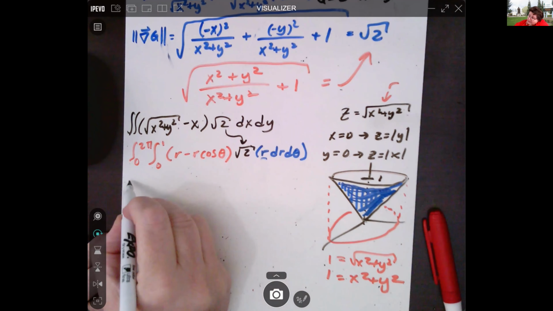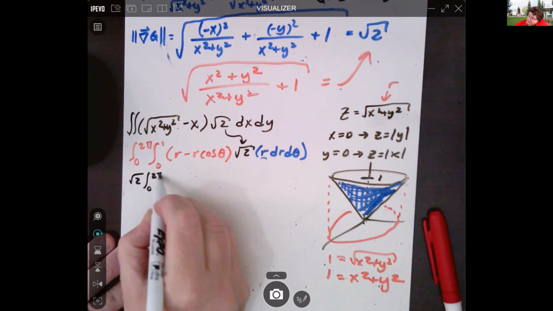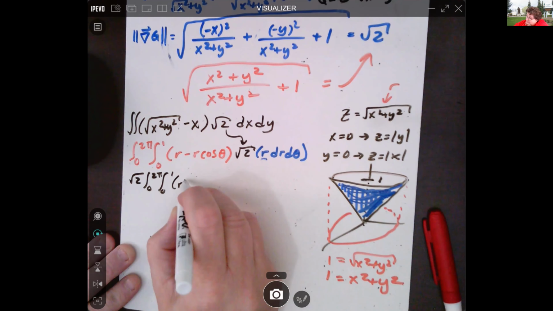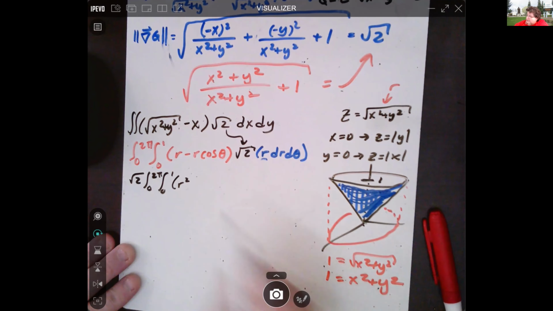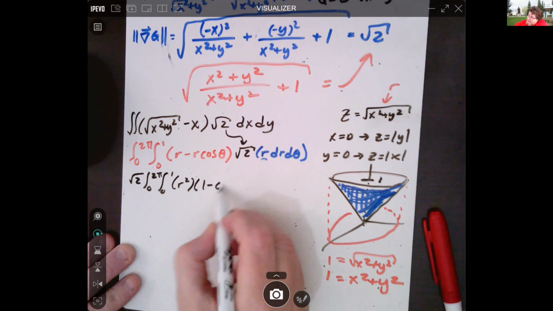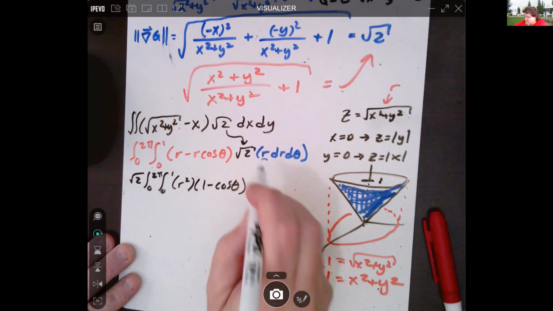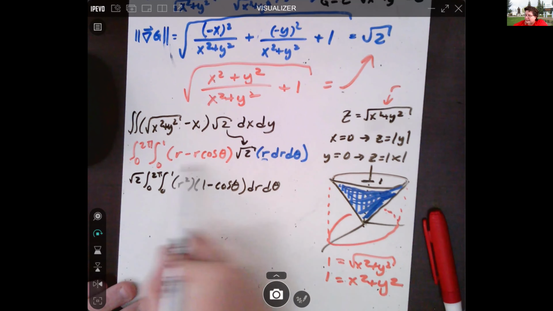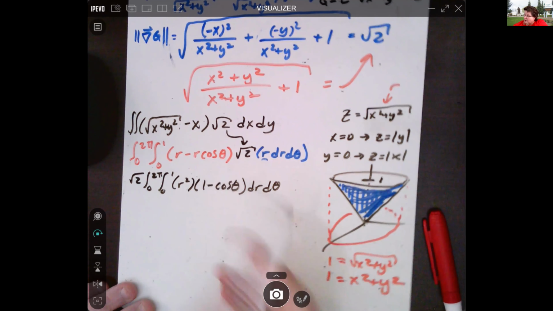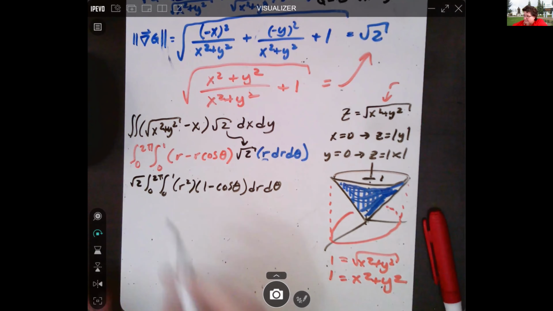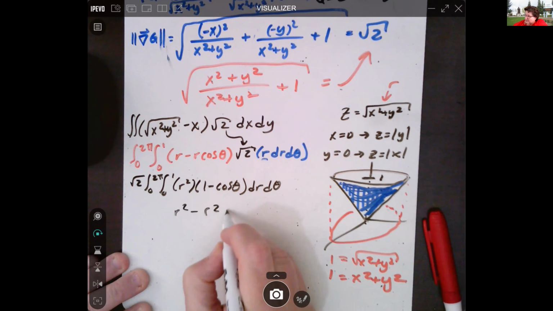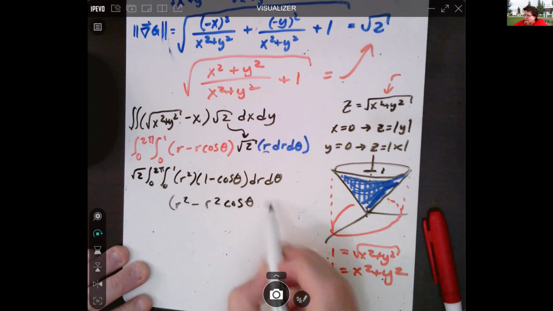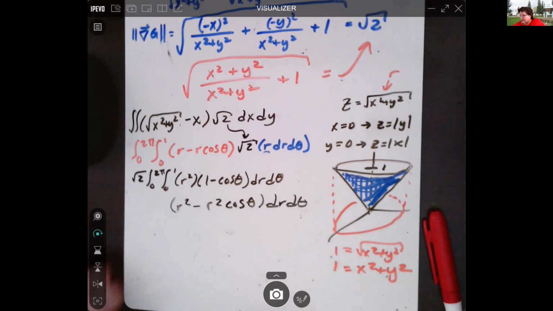So let's clean this up a little bit. I've got r squared. Oh, I could do this as 1 minus cosine theta dr d theta. I could separate it when I've done it like this. I can't separate it like this, when it's this part. But now, let me make this clear. I want to show it specifically. You forgot the root 2. Oh no, it's up front. Never mind. I want to be very clear, so I want to have everyone's attention for this.